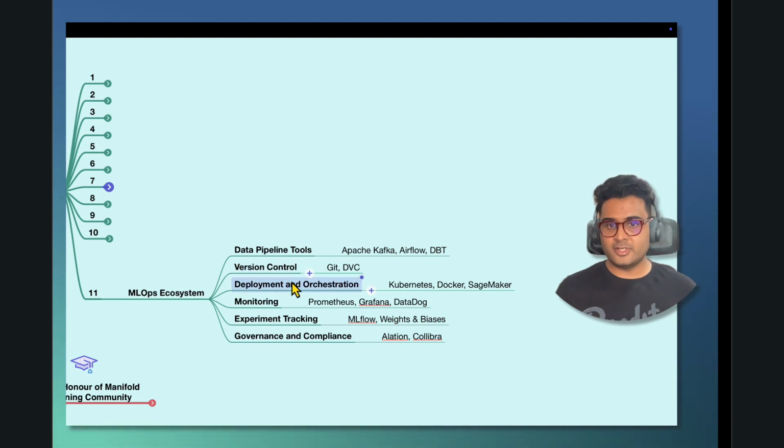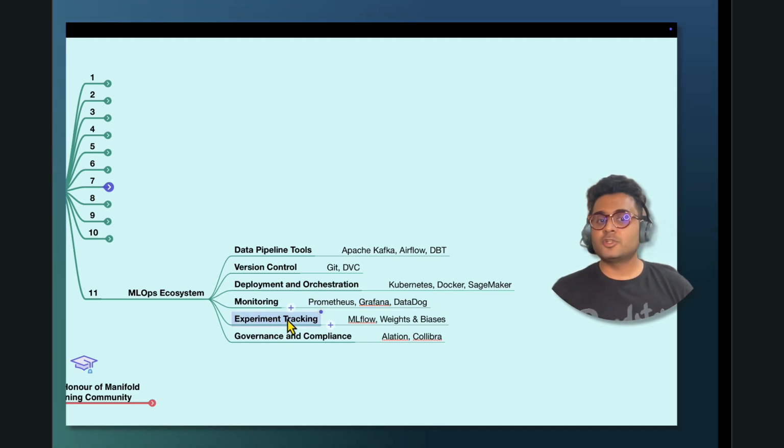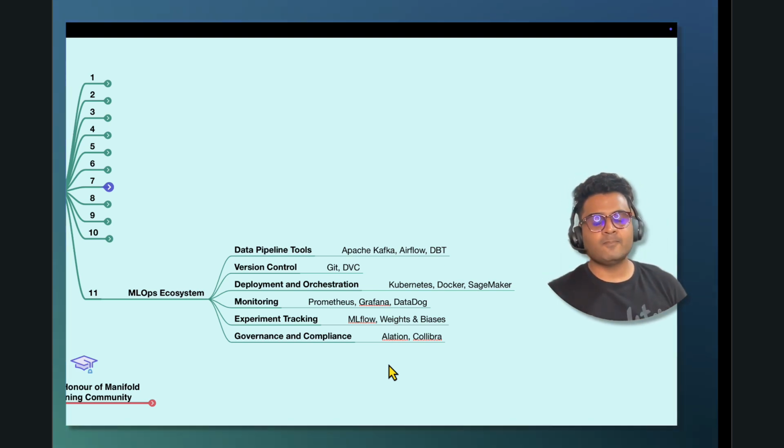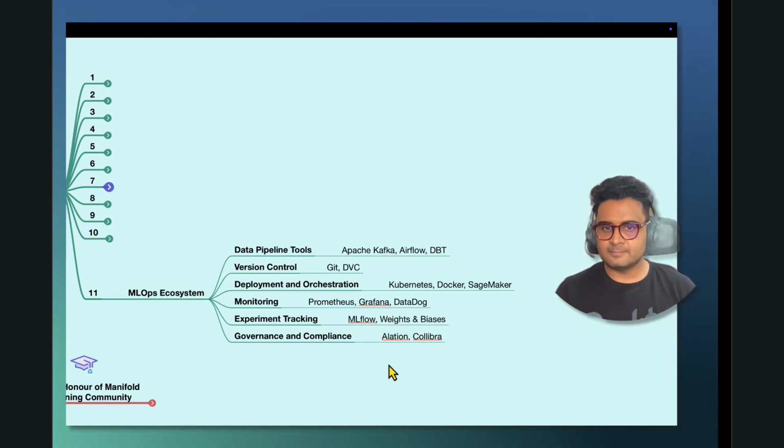For deployment and orchestration, we'll make use of Kubernetes, Docker, and other platform services such as SageMaker. And for monitoring, we'll make use of Prometheus, Grafana, Datadog. Now, apart from that, as I highlighted already in the previous slide, I'll make use of WhyLogs to do the monitoring. And for tracking experiments, we'll be using MLflow, Weights and Biases. And for governance and compliance, we make use of tools such as Alation and Collibra. So like this, we have various tools in our MLOps ecosystem, which we need to be aware of to work comfortably in an MLOps project.